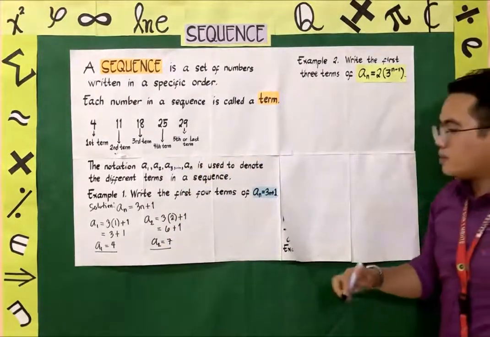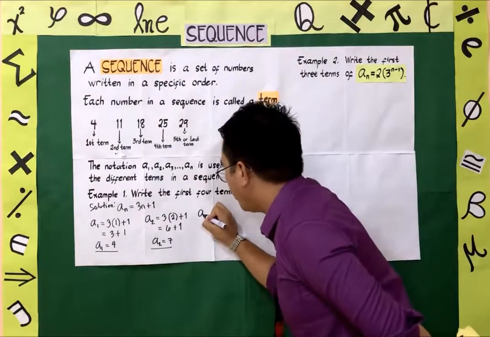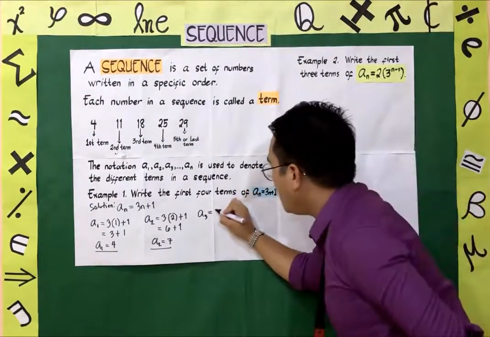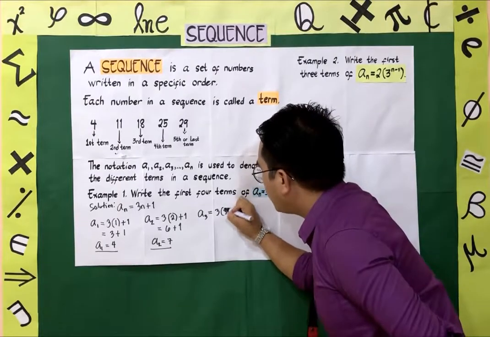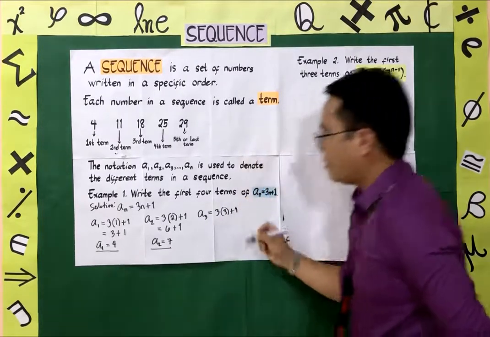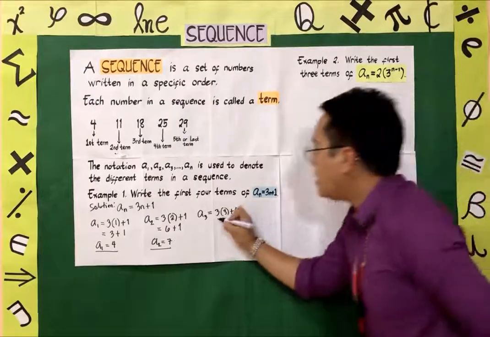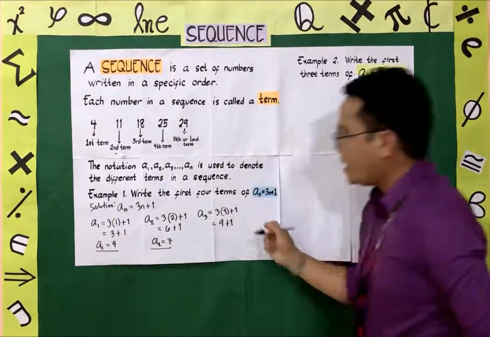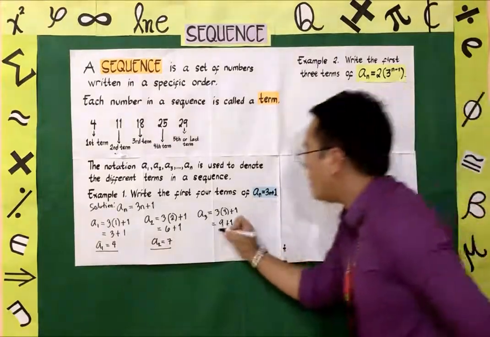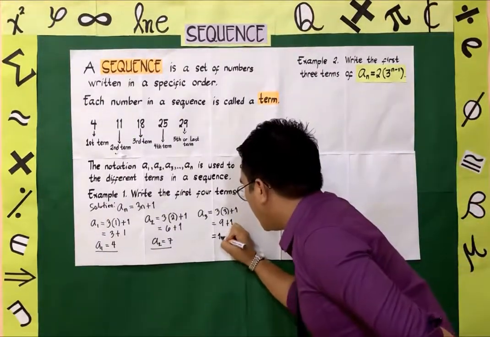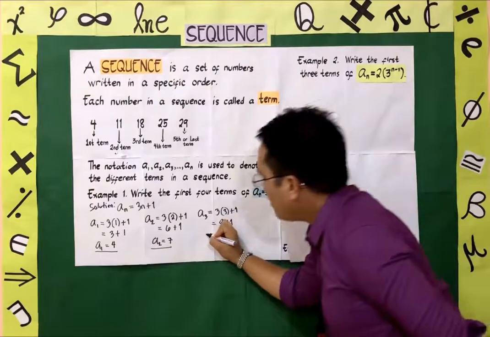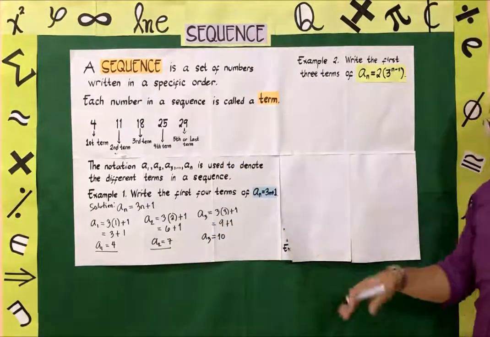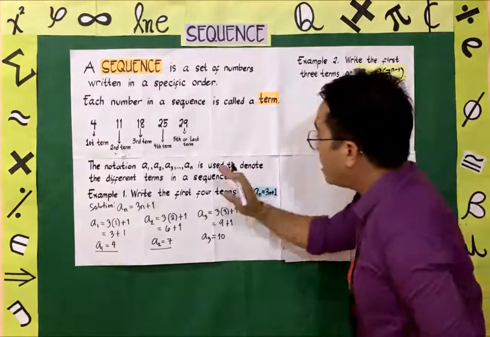Next, we find the a sub 3 or the third term. A sub 3 is equals to 3 times 3 plus 1. 3 times 3 is equals to 9. Then plus 1. 9 plus 1 is equals to 10. So, a sub 3 is equals to 10. Our third term. And the last one, we find the fourth term.